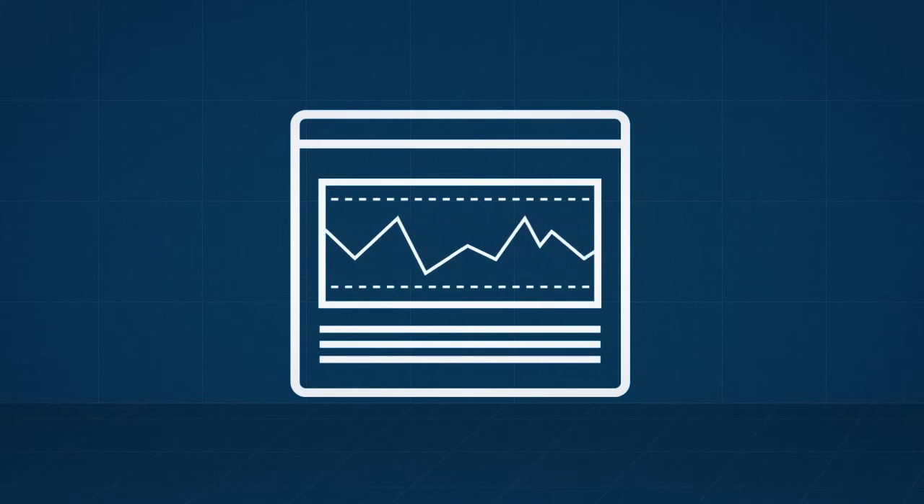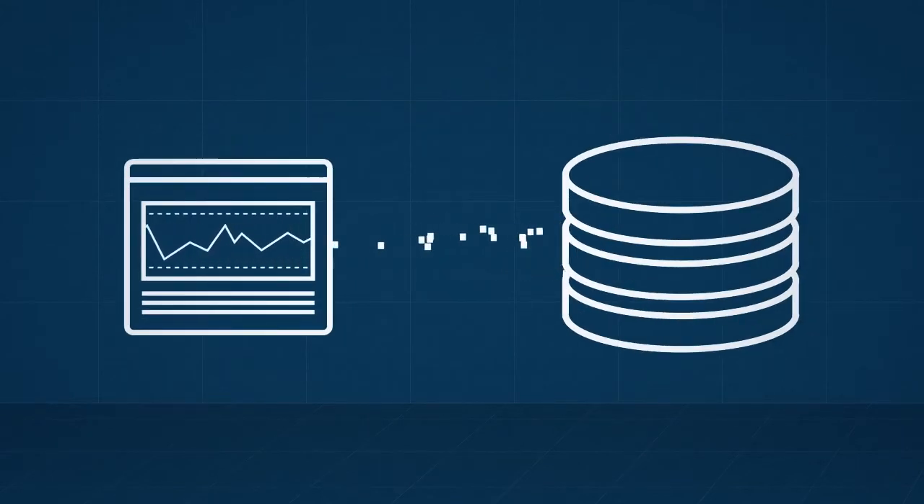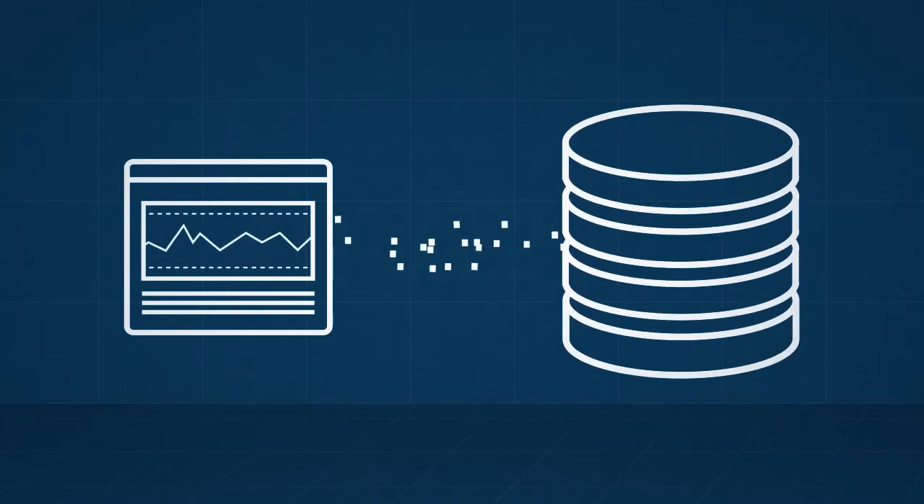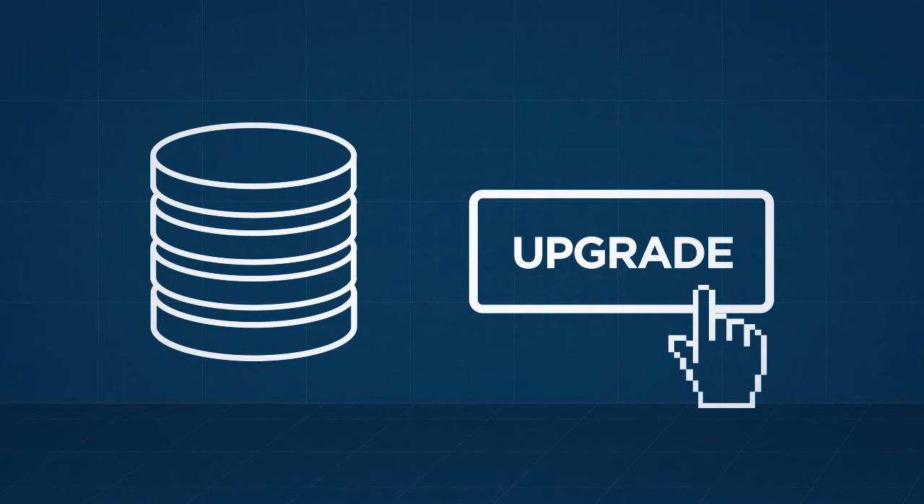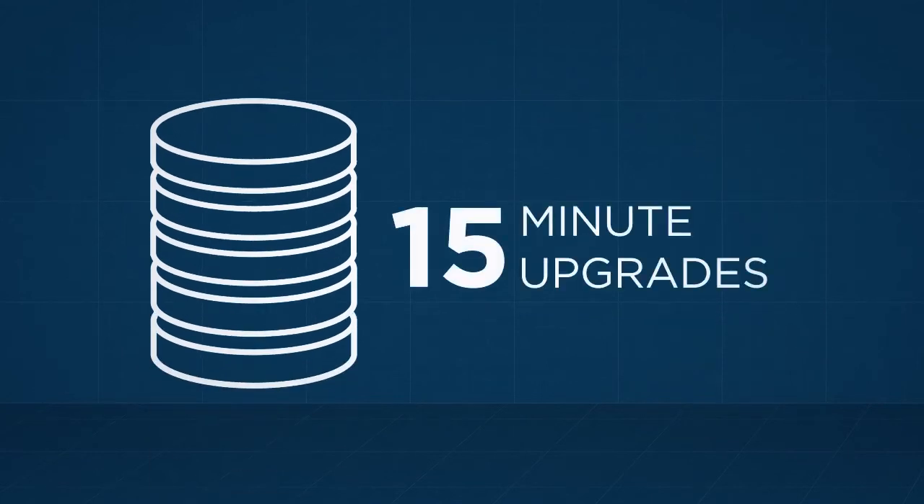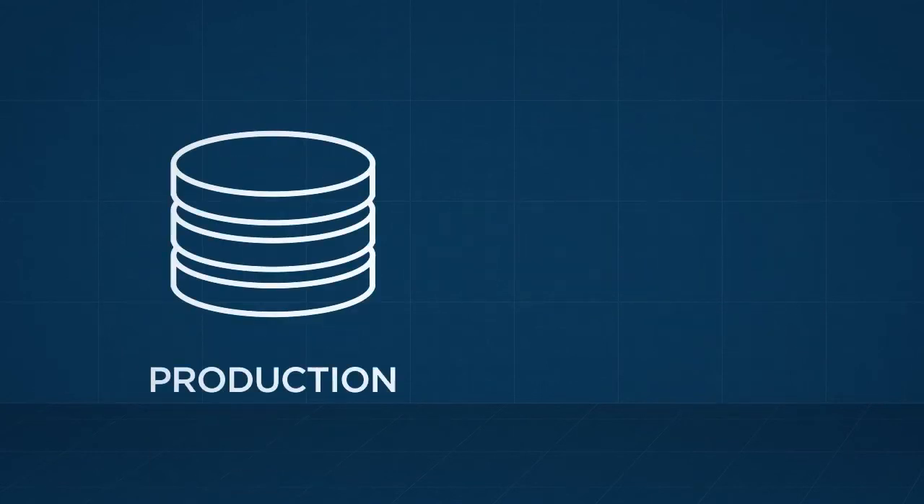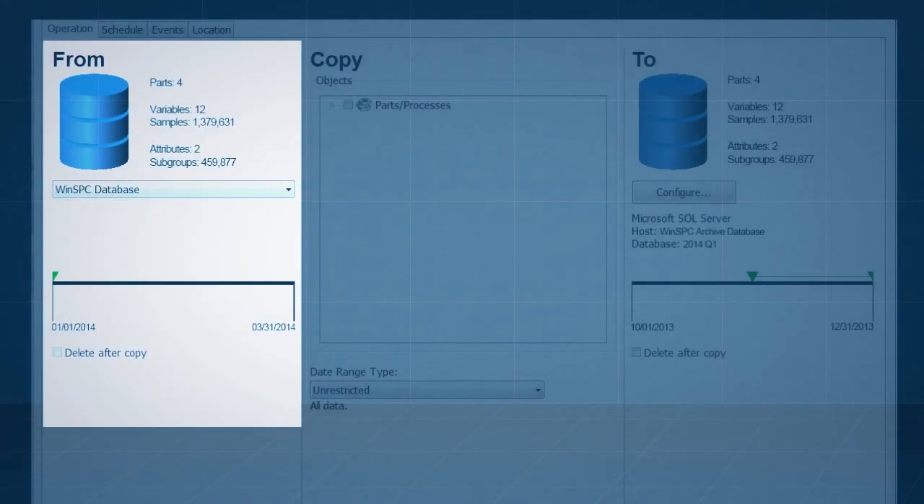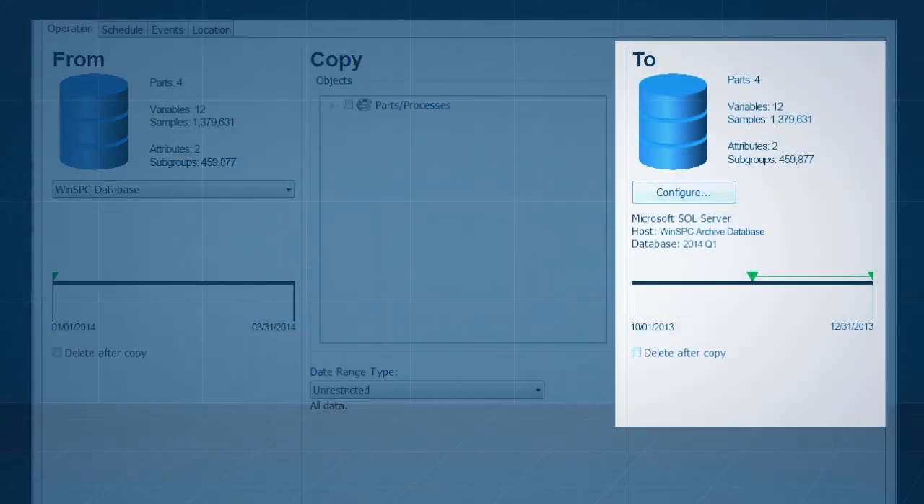Once WinSPC is up and running, IT support is generally limited to backing up the WinSPC database at regular intervals and assisting with upgrades, which as a result of WinSPC's one-touch upgrade process can take as little as 15 minutes. Archiving, traditionally an IT responsibility, can be fully managed by quality personnel using WinSPC's innovative archive scheduling and management features.